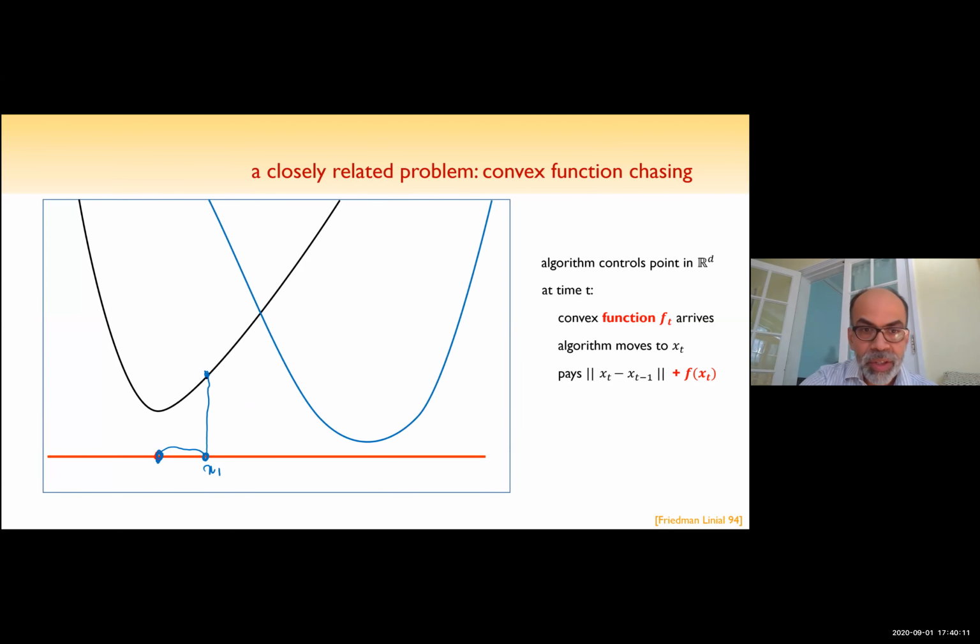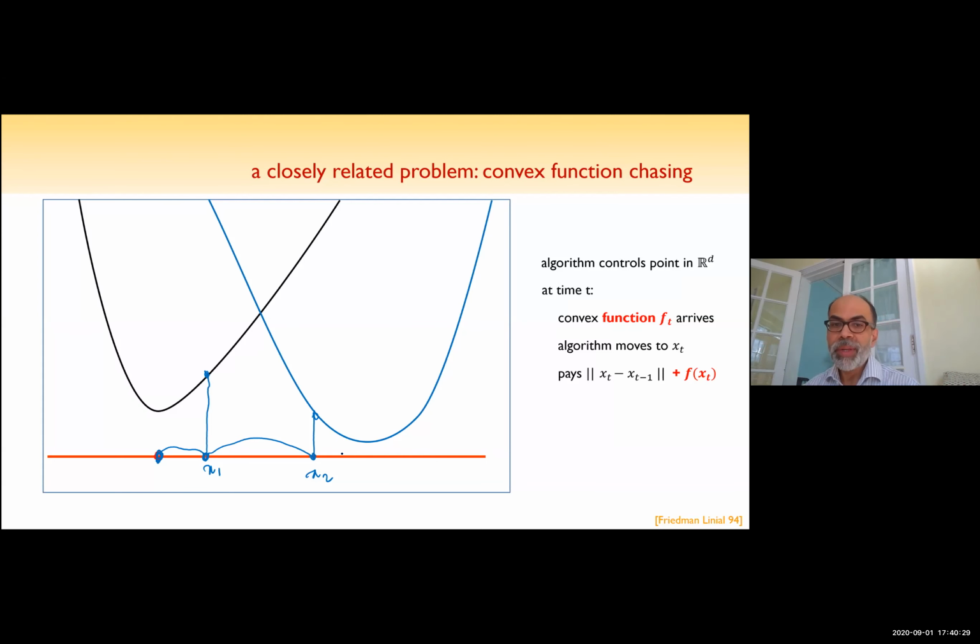And then another function arrives, and then I might decide to move my point to some other place and take the function at that point. And this might be x2. Okay? So you pay both the distance cost and the function cost.